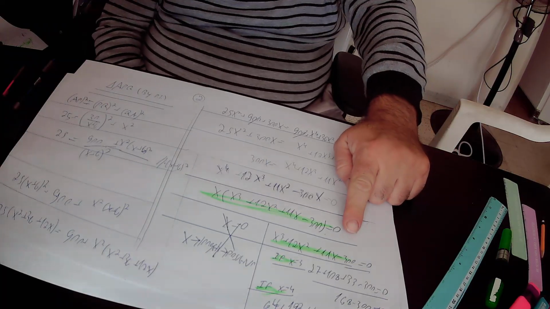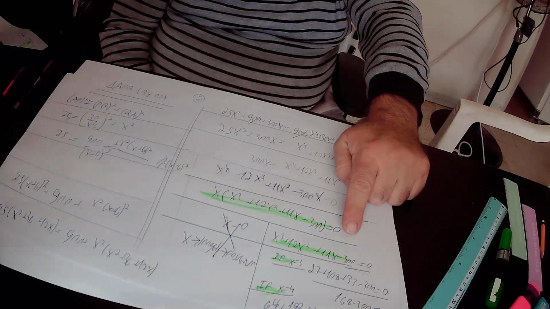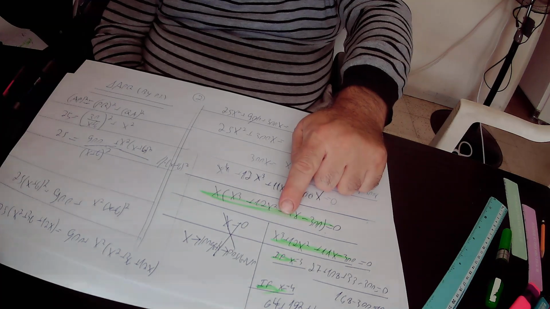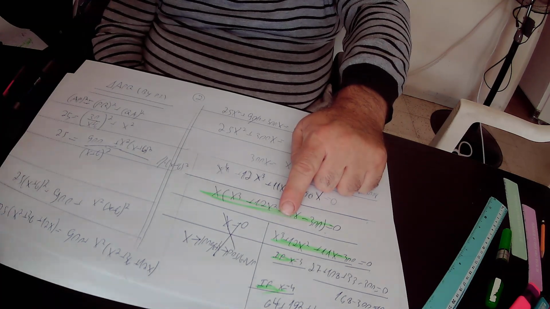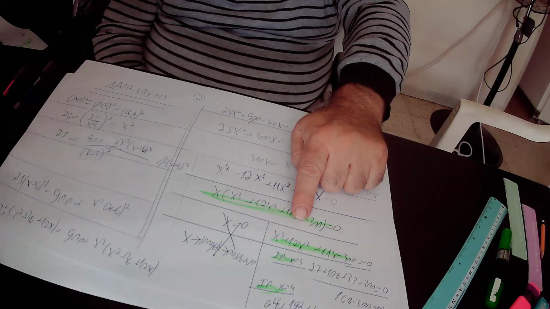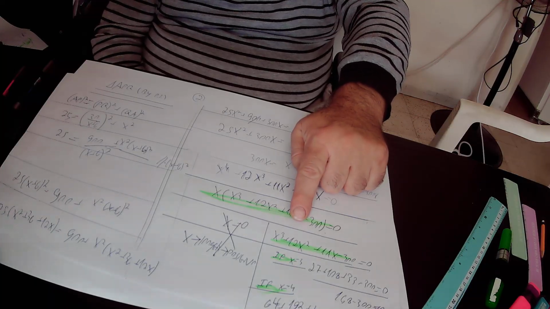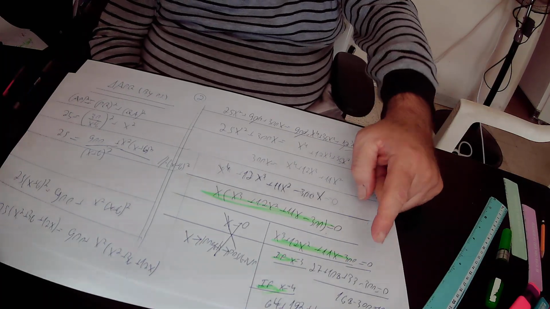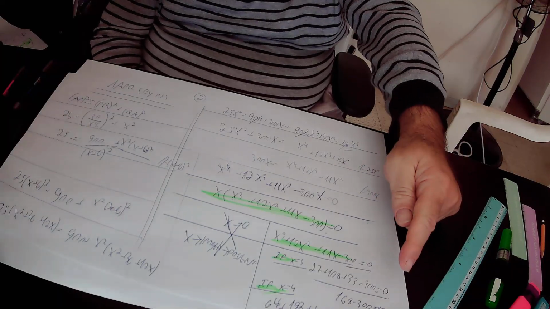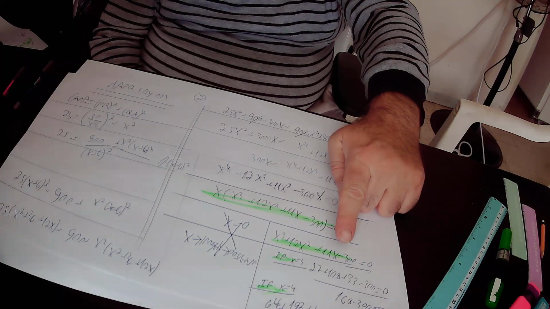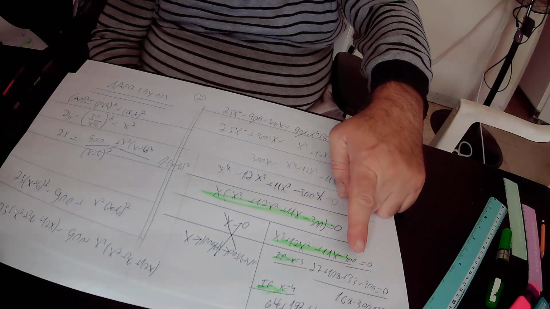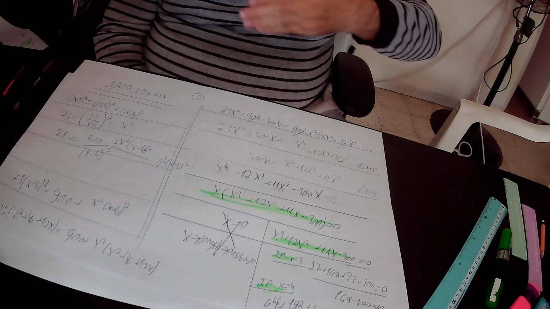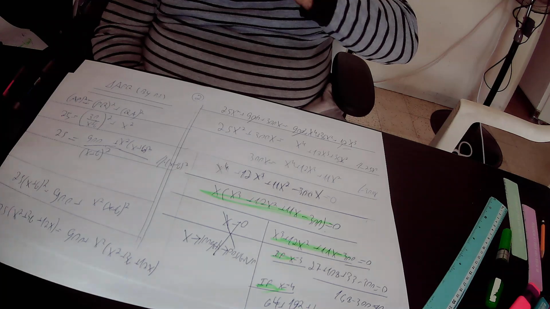First of all, we check if x equals 3 solves this equation. If x equals 3, then x cubed is 3 cubed, that is 27, plus 12x squared. x squared is 3 squared, that is 9, and 9 times 12 is 108, plus 11x. 11x is 11 times 3, that is 33, minus 300, equals 0. 27 plus 108 plus 33 is 168, minus 300. 168 minus 300 is definitely not equal to 0. So x equals 3 is not a solution for this equation.